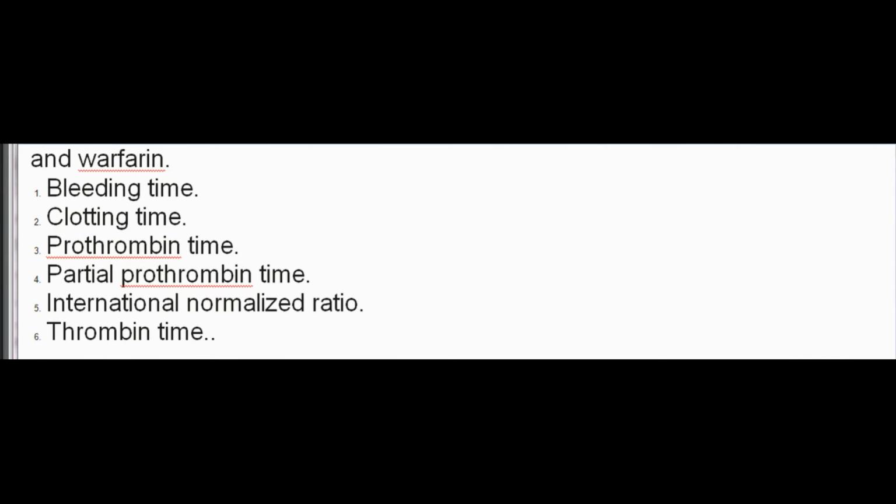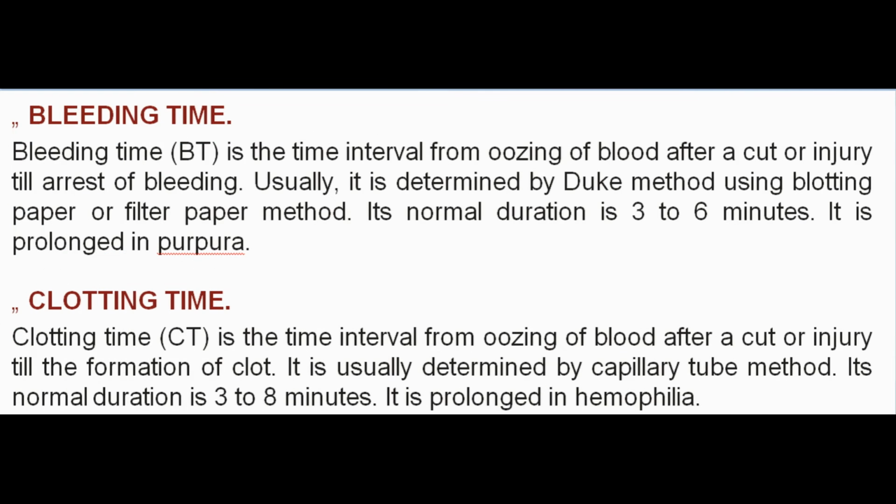The tests are: bleeding time, clotting time, prothrombin time, partial prothrombin time, international normalized ratio, and thrombin time. Bleeding time, BT, is the time interval from oozing of blood after a cut or injury till arrest of bleeding. Usually, it is determined by Duke method using blotting paper or filter paper method. Its normal duration is 3 to 6 minutes. It is prolonged in purpura.